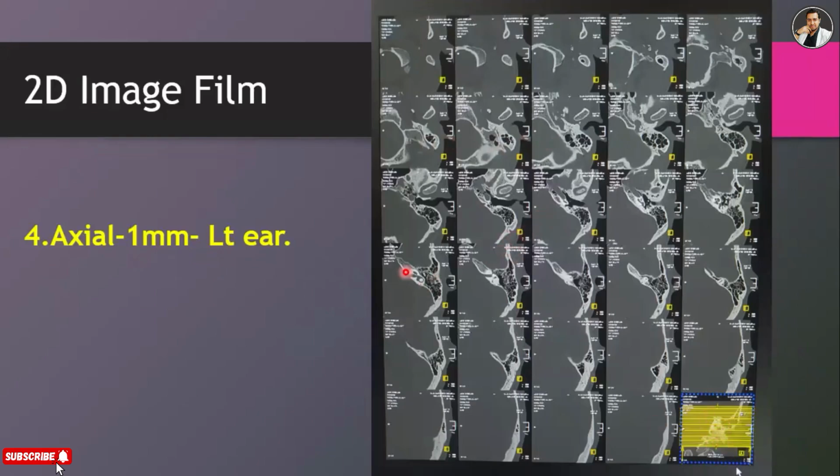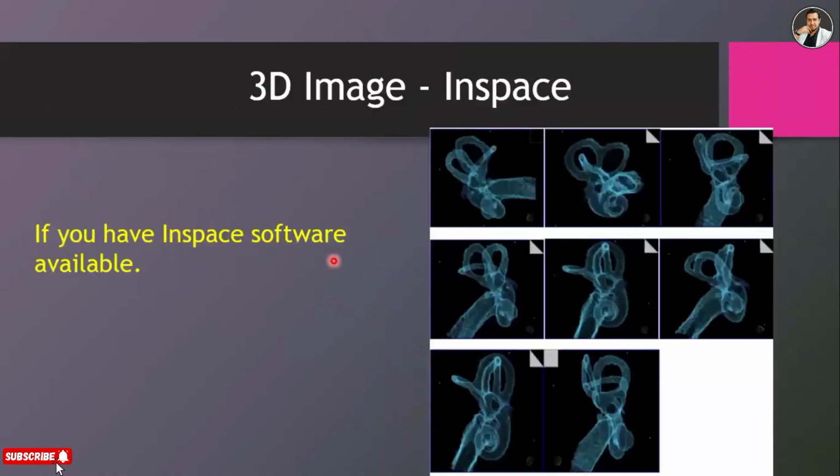These are the 2D images. If we want to make 3D images in CT scan, we have the InSpace software. InSpace is a Siemens software. If you want to create 3D images of the vestibulocochlear structures in CT scan, you have to use this InSpace. Now we will see the CT scan.